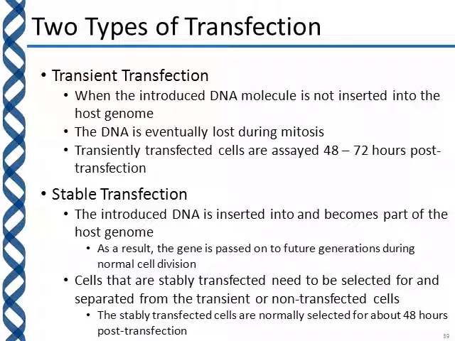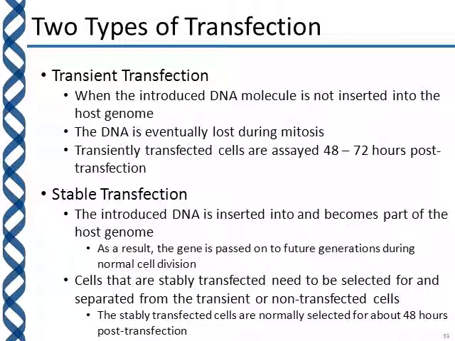There are two types of transfection. Transient transfections. This is when the introduced DNA molecule is not inserted into the host genome. The DNA is eventually lost during mitosis. Transiently transfected cells are assayed 48 to 72 hours post-transfection.